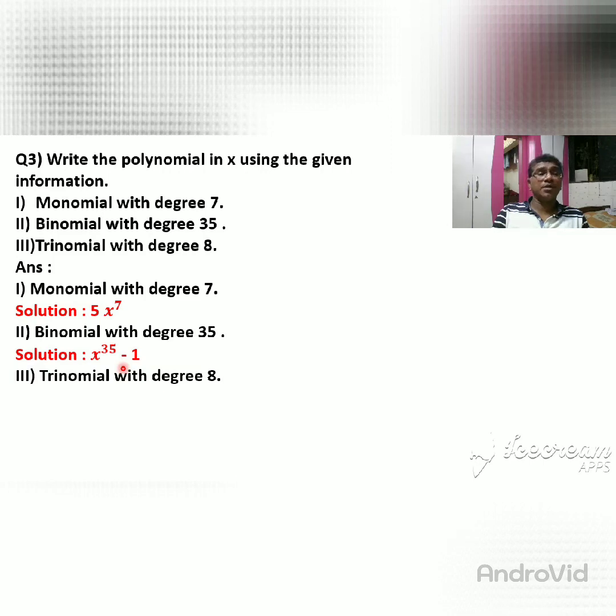Trinomials with degree 8. Then what is the trinomial degree? 8. So you can write these examples in your exam books. 3x indices 8, 2x indices 6, x indices 5. So what is the greater indices? The greater indices is 8. Okay, any doubts here?